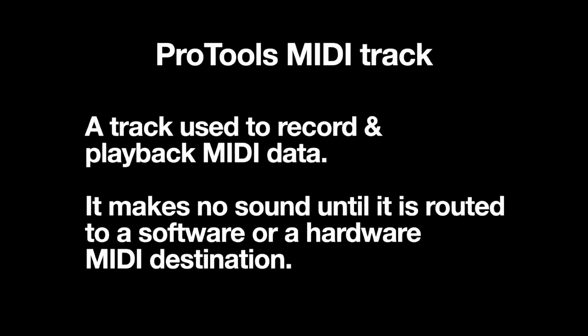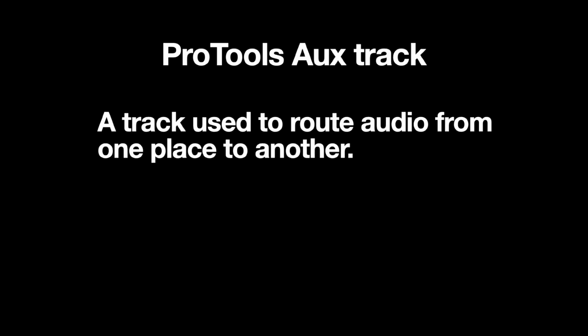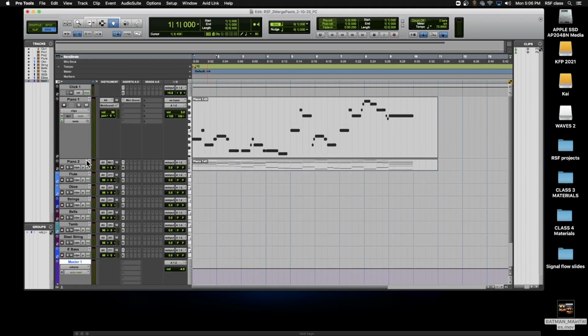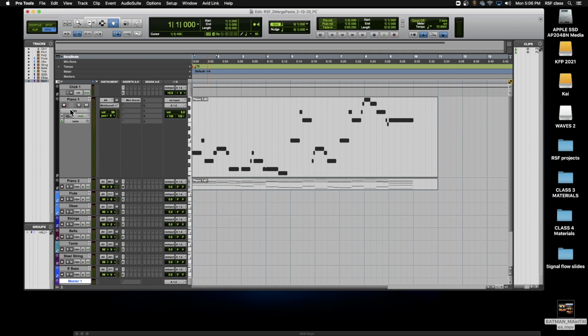So a MIDI track is a track that's used to record and play back MIDI data. That's all it does. It doesn't make any sound, doesn't do anything except record this data. Doesn't make any sound until it's routed somewhere to either a software instrument or a hardware instrument like an old school keyboard. And an aux track is a track that's used to route audio from one place to another. Okay? So let's take a look at this in Pro Tools. So here's this simple 2-track song that we were working on a couple of weeks ago, right? And we talked about the different parts of this interface.